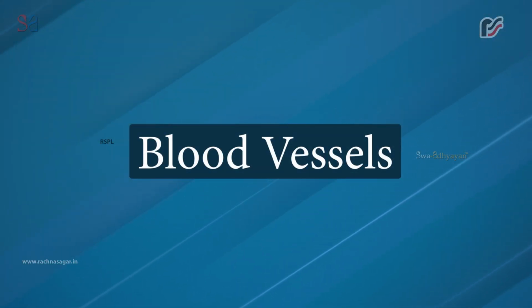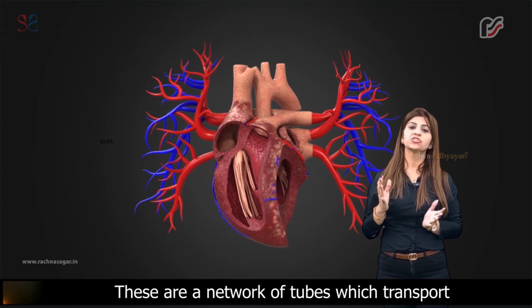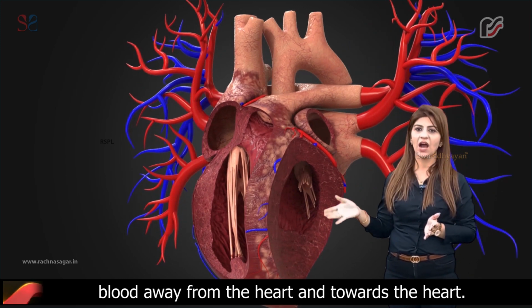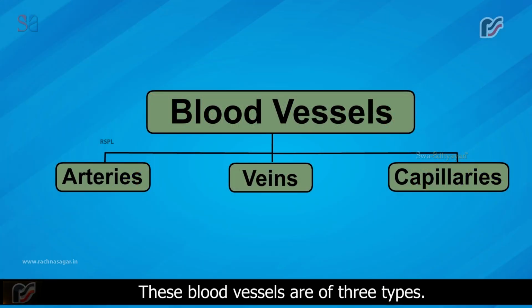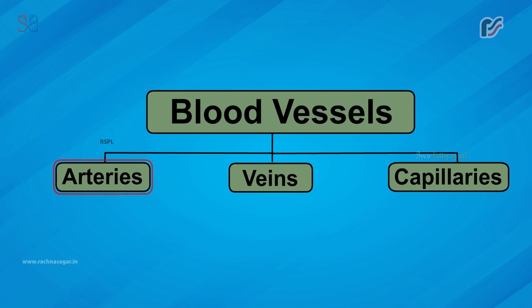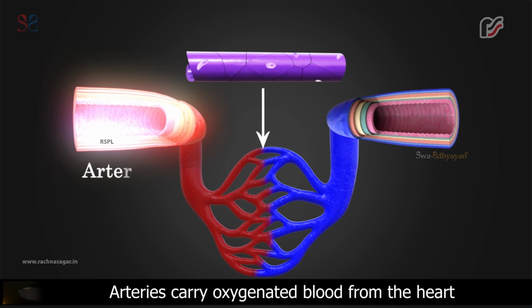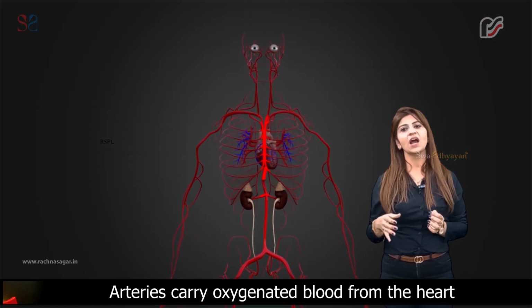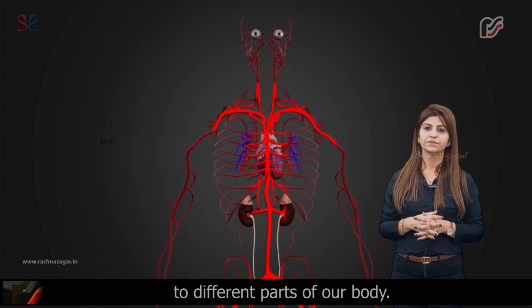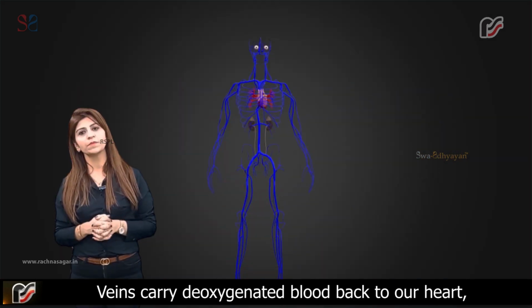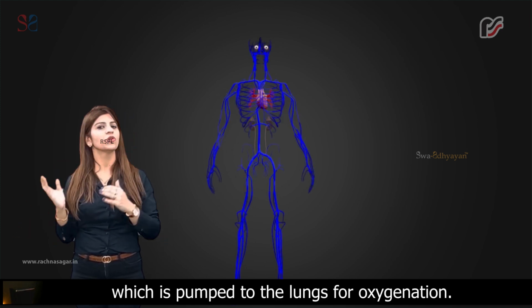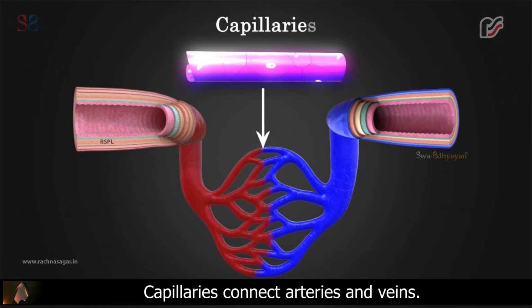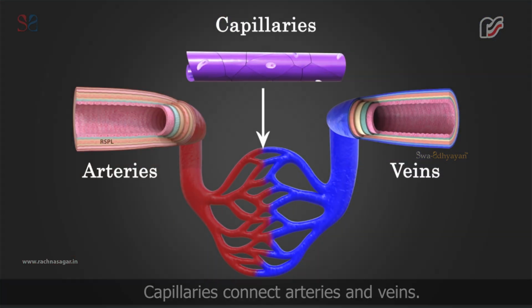Blood vessels. These are a network of tubes which transport blood away from the heart and towards the heart. These blood vessels are of three types: arteries, veins, and capillaries. Arteries carry oxygenated blood from the heart to different parts of our body. Veins carry deoxygenated blood back to our heart, which is pumped to the lungs for oxygenation. Capillaries connect arteries and veins.